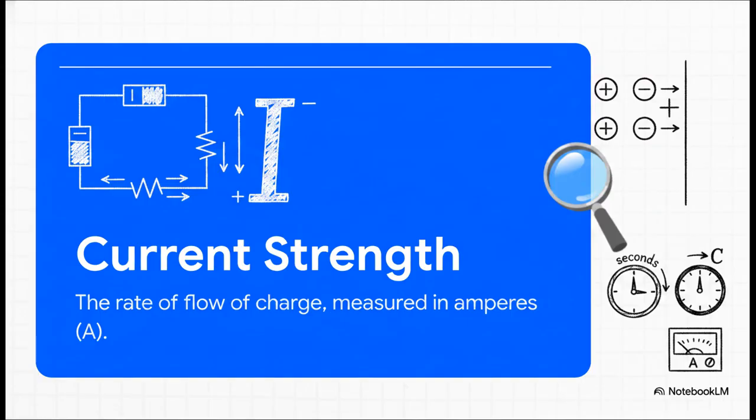Moving on to current. The official definition for current strength is the rate of flow of charge. It's measured in amperes, which is the exact same thing as coulombs per second. The formula we use here is I equals Q over delta T. A quick pro tip, make sure you heavily emphasize the phrase rate of flow in your written answers, because that is exactly the keyword your markers are hunting for.